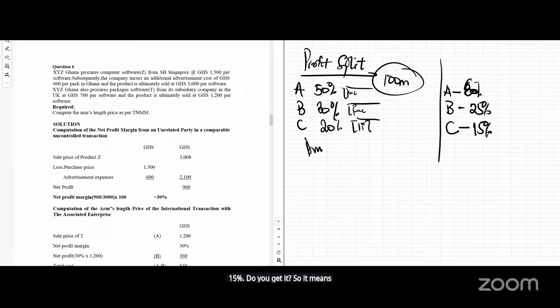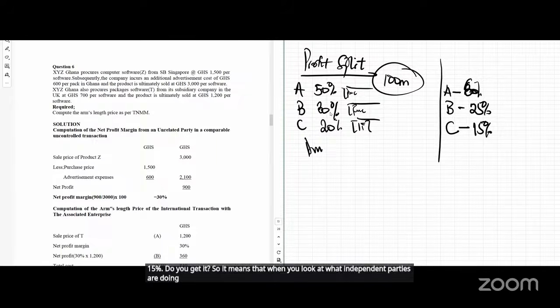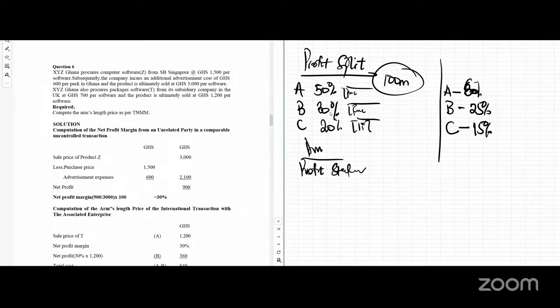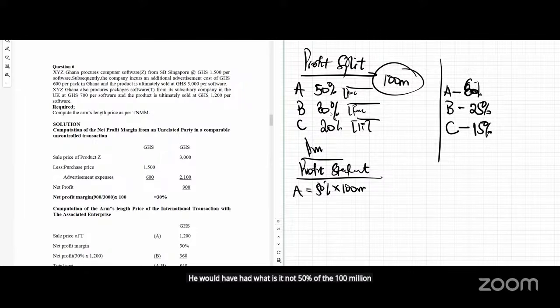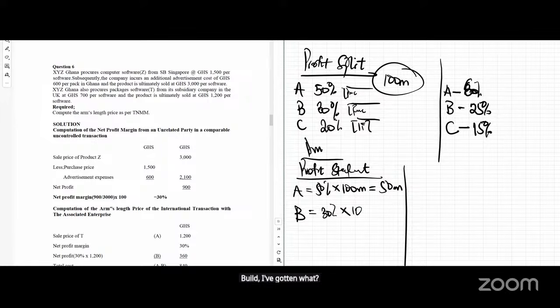So it means that when you look at what independent parties are doing, it's different from what we would have done. So look, if now we are sharing the profit on their profit statement, what would they have? A would have had 50% of the 100 million. A would have gotten 50 million. B would have gotten 30%, which is 30 million. And then C would have gotten 20% of the 100 million, which would be 20 million. Okay.